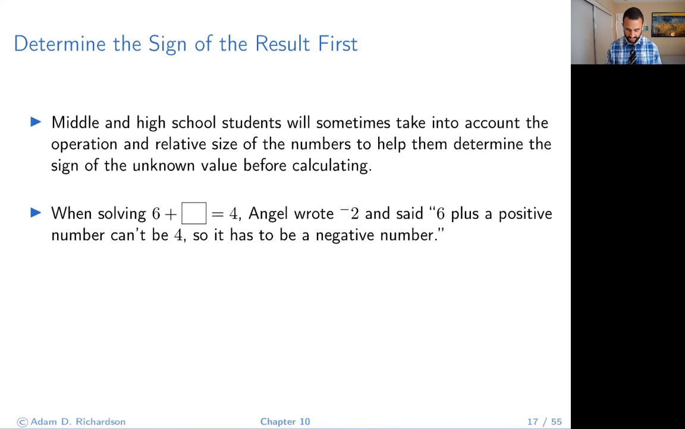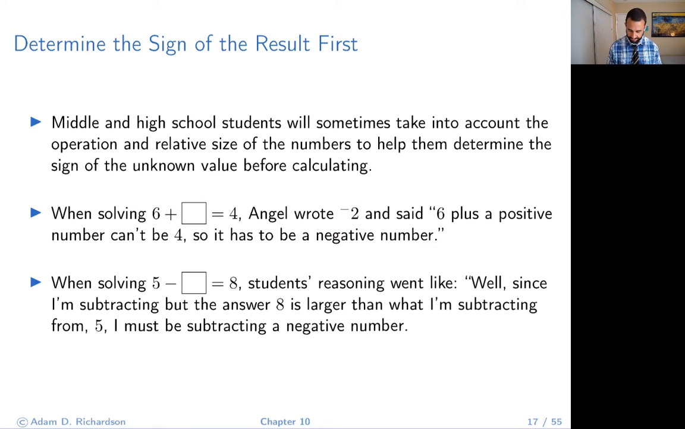When solving 6 plus blank equals 4, Angel wrote negative 2 and said 6 plus a positive number can't be 4, so it has to be a negative number. Smart thinking, right? So she's like, okay, if I'm starting at 6 and I'm going down to 4, but I'm adding, then I have to be adding something negative. It's the only way that I can make sure that I go down, right? Adding a negative to get me going down the right way. So that's how she figured that out.